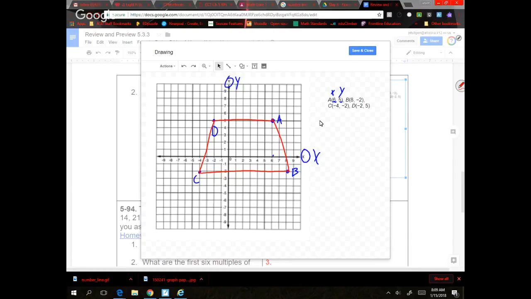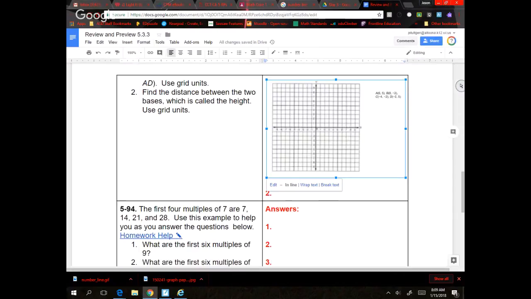And the next question asks you, what is the length of CB? When they say CB, that means this side right here, from C to B. How far is that? Well, I know this is -4, and this side here is 8. And if we think about it like absolute value, 4 plus 8 is 12. So the length of CB is 12. Okay. Next question.